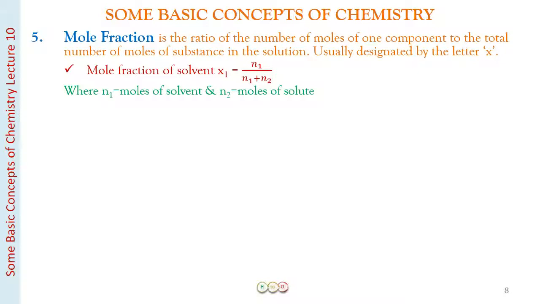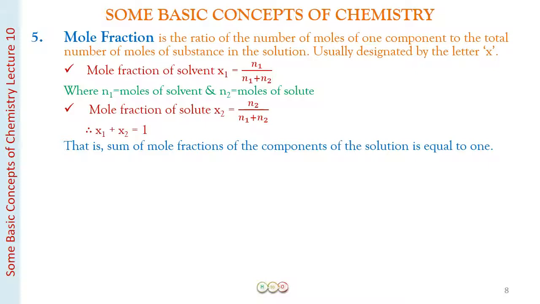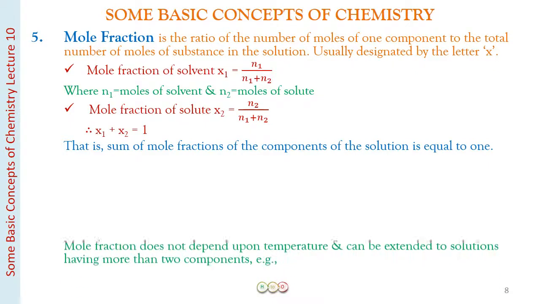For calculating the mole fraction, you divide the moles of the solvent or the solute, whichever you want, by the total number of moles of all the substances present in the solution. And if we have to find the mole fraction of solute x2, this would be n2 over n1 plus n2. Now if you sum x1 plus x2, this comes up to 1, and this is a very important result: the sum of mole fractions of the components of the solution is always equal to 1.